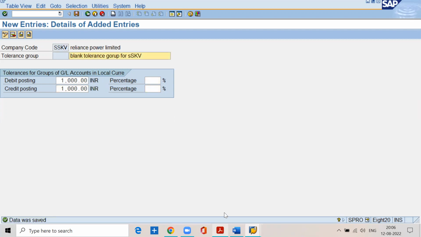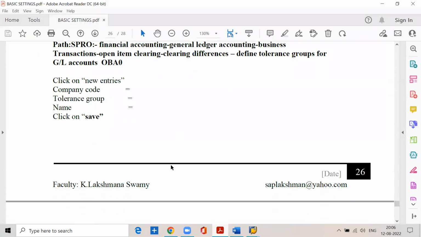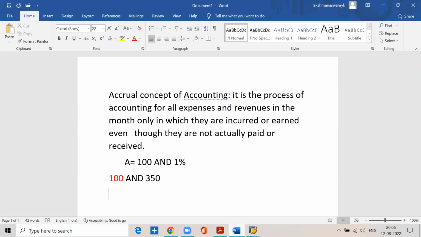Click on save. Write down there. What is this blank tolerance group, right? Some space is there, right, below the step or here. Please write down. The blank tolerance groups are also called null tolerance groups. NULL. Null tolerance groups.